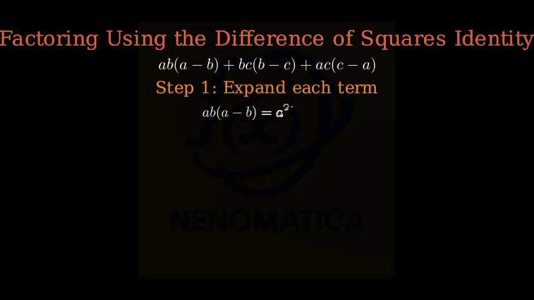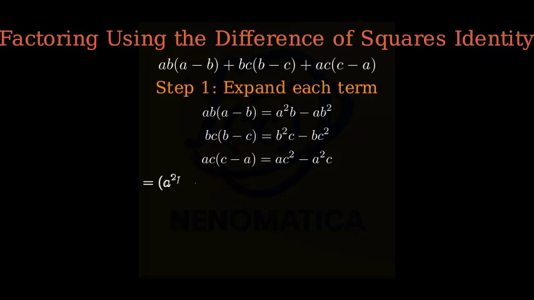For the first term, ab times (a minus b) expands to a squared b minus ab squared. Similarly, the second term, bc times (b minus c), expands to b squared c minus bc squared. And the third term, ac times (c minus a), expands to ac squared minus a squared c. Let's put these together to get our expanded form.